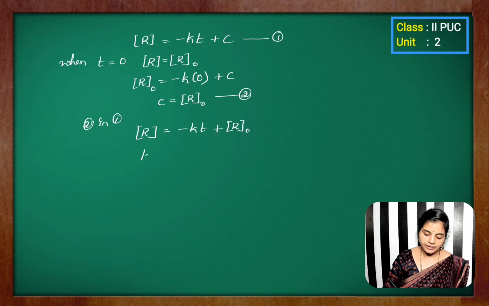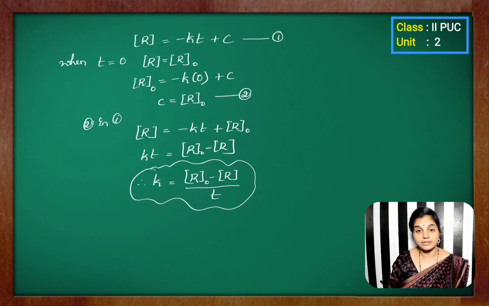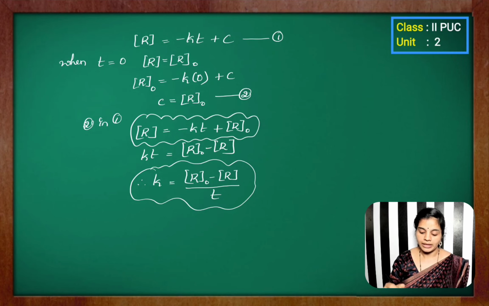Rearranging this expression, I can write Kt is equal to R naught minus R, and therefore rate constant K is equal to R naught minus R divided by t. So this is the expression for rate constant of a zero order reaction, and the integrated rate law for zero order reaction is R is equal to minus Kt plus R naught. Either of the formats you can write it. This gives the integrated rate law for a zero order reaction.